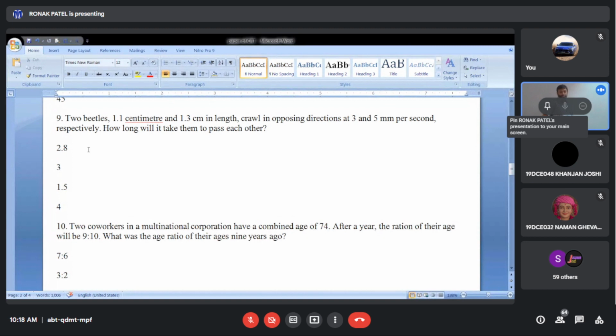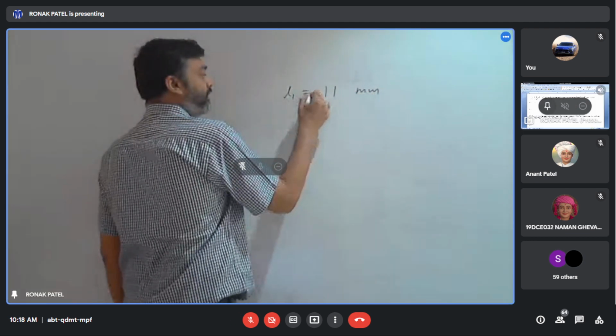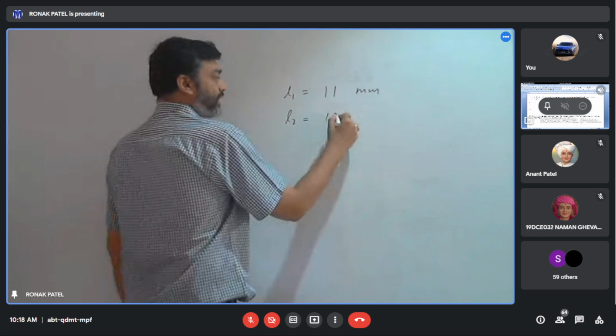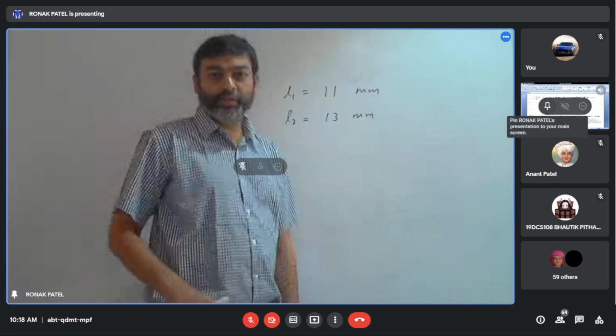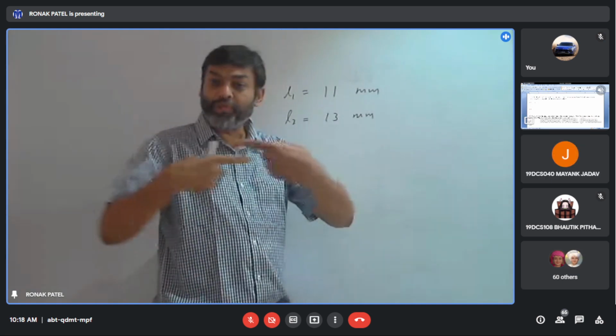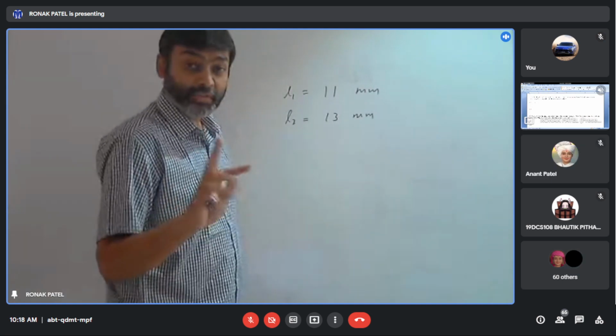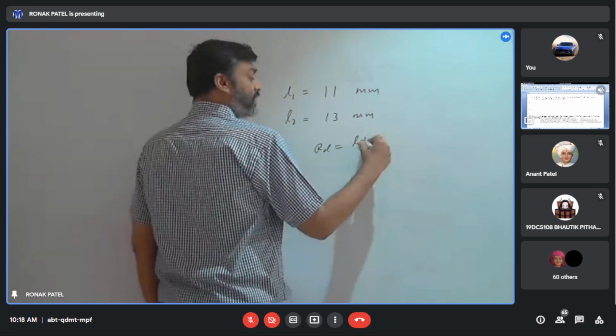Any answer? Question number 9. Instead of centimeter given, I got 11 millimeter, length 1, and length 2 will take 13 millimeter. So when any two are crossing each other, remember that when two persons cross or overtake, the relative distance they have to cover is the addition of both lengths.